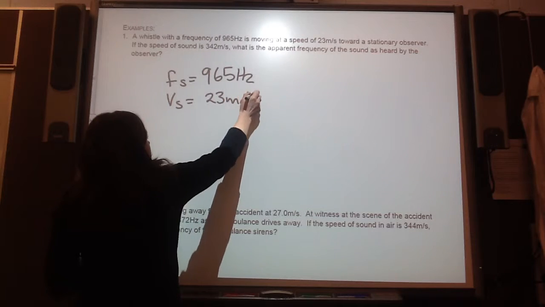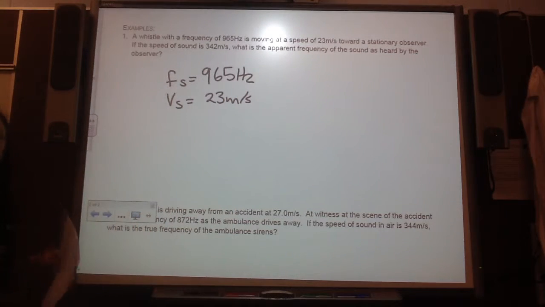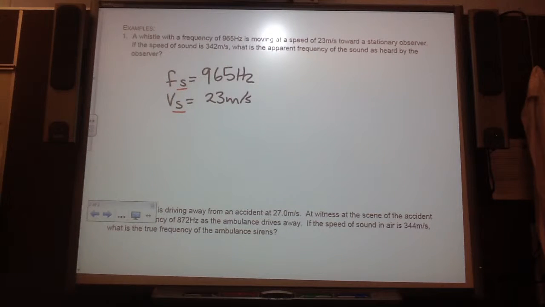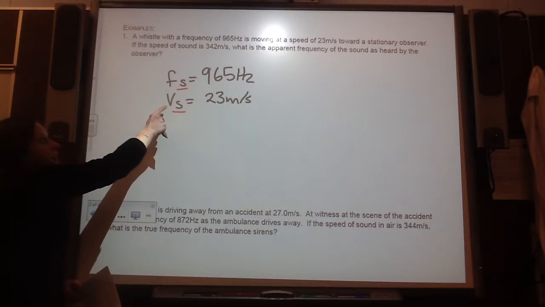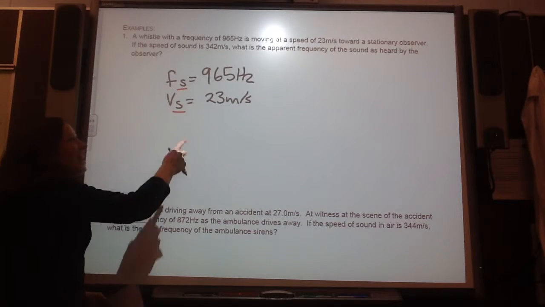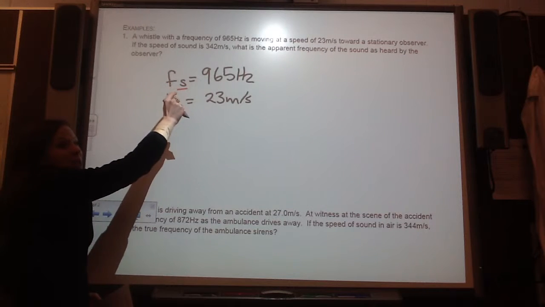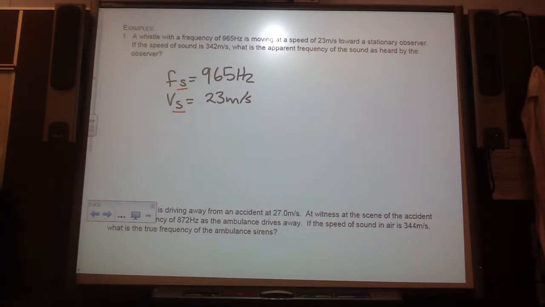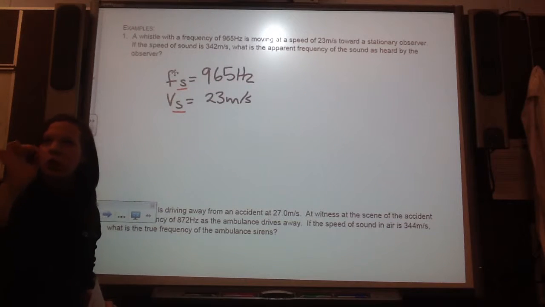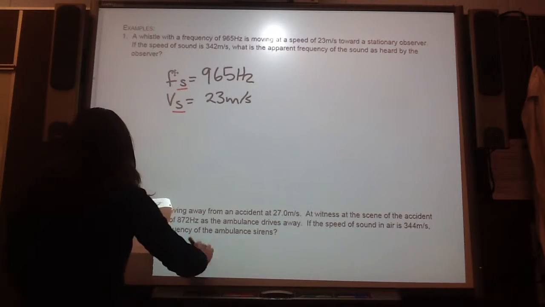23 meters per second. So maybe to memorize this, think that the S's are the actual, what it is of the source, right? So it's the speed of the source and the actual frequency of the source, okay? So that maybe will help you, okay? So when you see the S's, think that's the actual source's frequency or motion, okay?